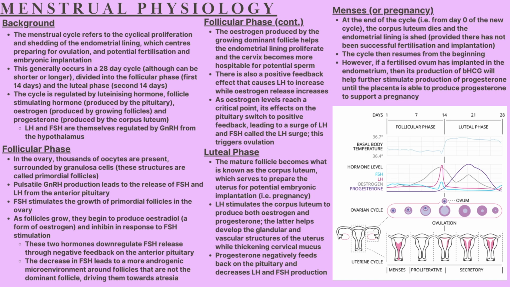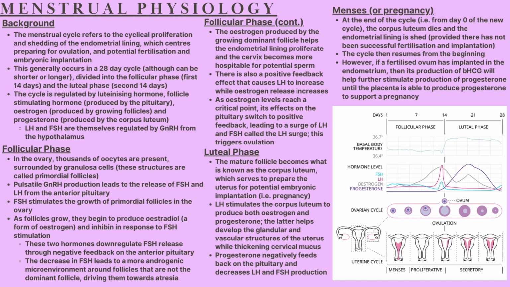At the end of the cycle, so that's from day 0 of the new cycle, the corpus luteum dies and the endometrial lining is shed, provided that there has not been successful fertilization and implantation. And so this is what we know as menses or the period. The cycle then resumes from the beginning.